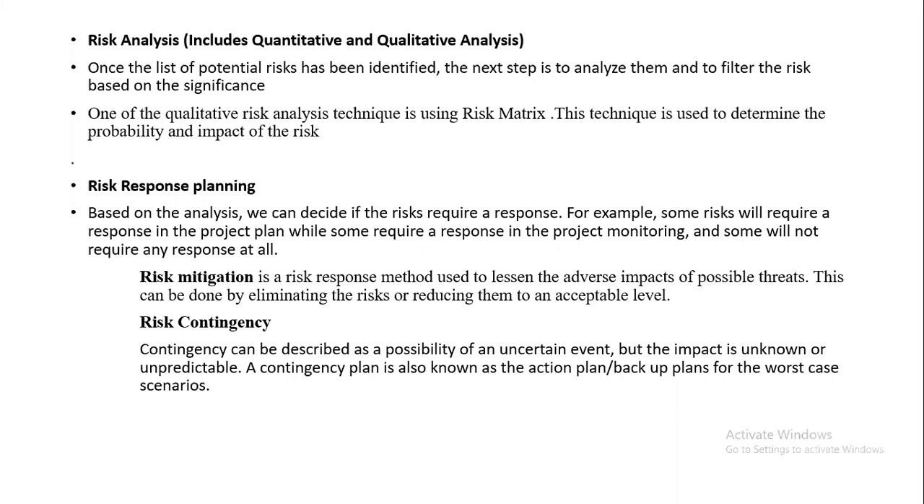Okay. So after this, in response planning, we need to consider two things. One is risk mitigation, and the other is risk contingency. What is risk mitigation? Risk mitigation is a risk response method. Generally we use this to reduce the impact of the threats. Okay. Mitigation, you understood, right? We are going to eliminate or reduce the threats whatever we are expecting. Okay. So how can we do that?